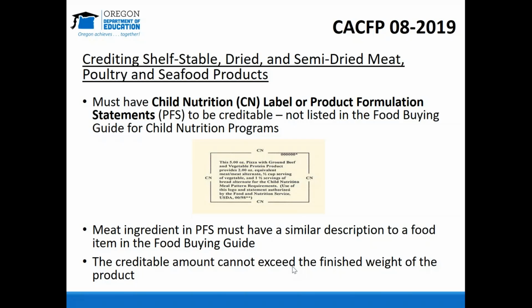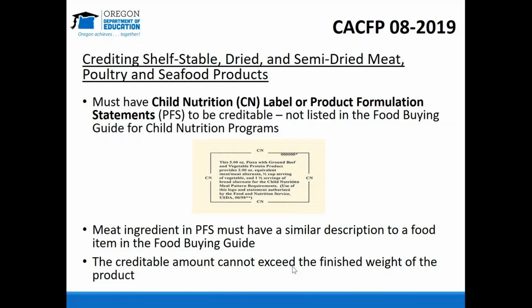On the slide, there's a sample child nutrition label. It's not for beef jerky, but it's for something that has meat in it. And child nutrition labels are also known as CN labels if you're not familiar with them. CN labels are usually only available from vendors that work with school districts, and they're fairly rare to find in grocery stores. The alternative to CN labels is a product formulation statement, also known as a PFS.